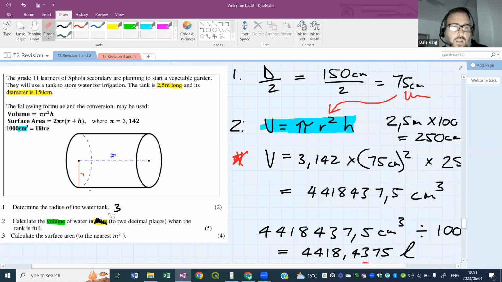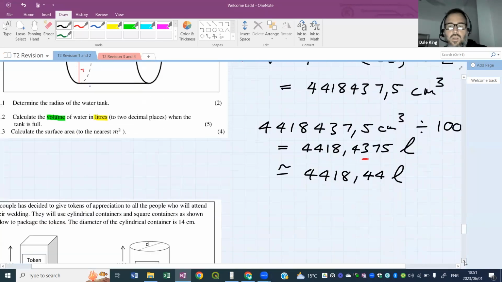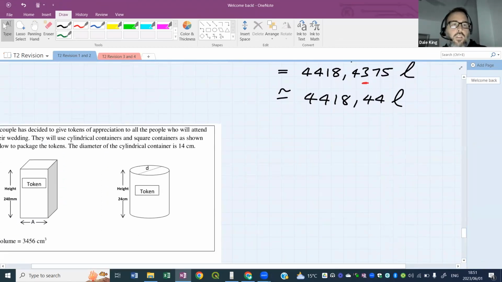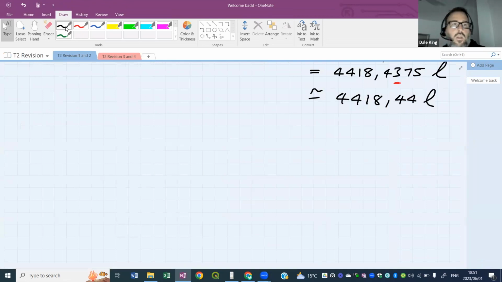Now, they didn't ask us that, unfortunately. They're really trying to make it hard. They said, calculate the volume of water in liters. Now, when you work out volume, don't look at the next question. I know you guys are looking at it. I'm going to delete it. When you look at volume.